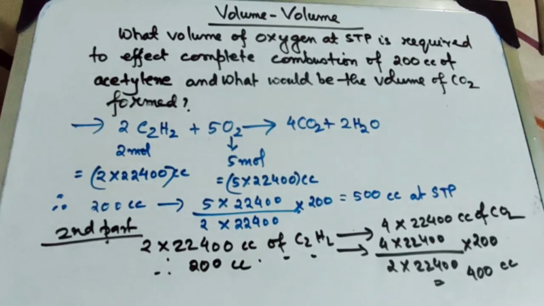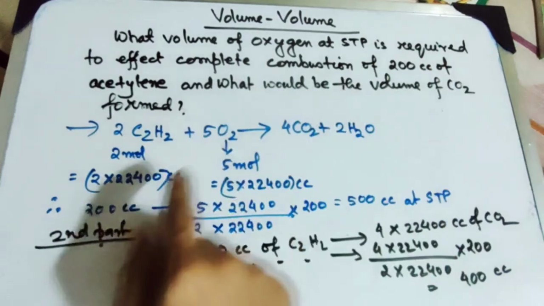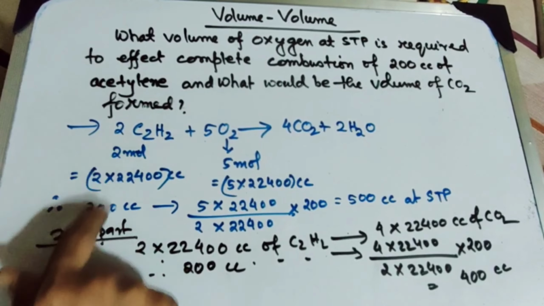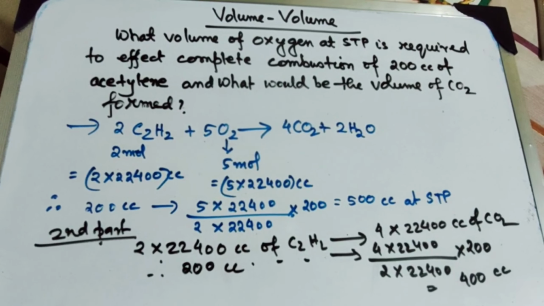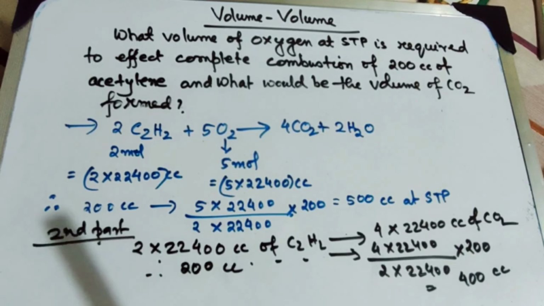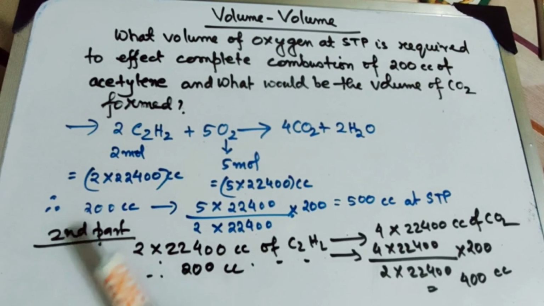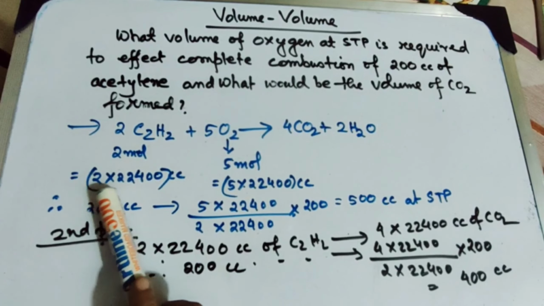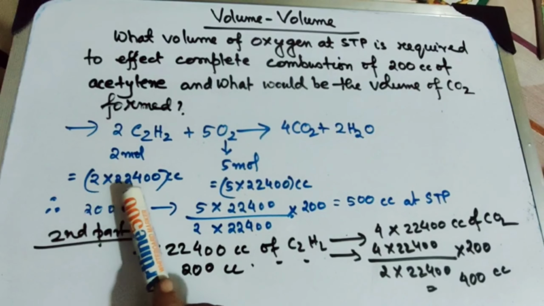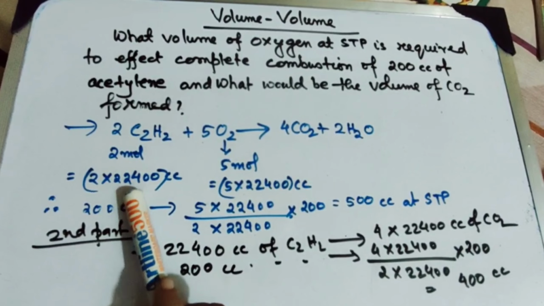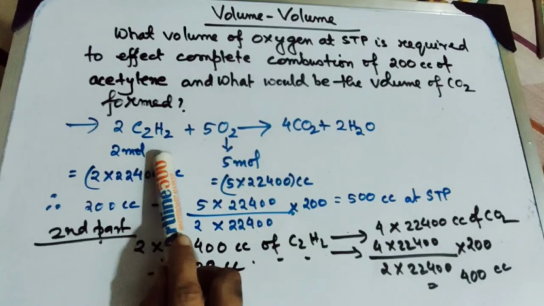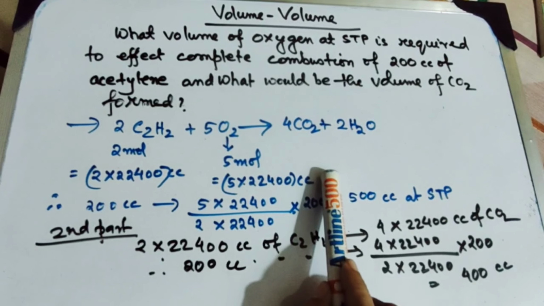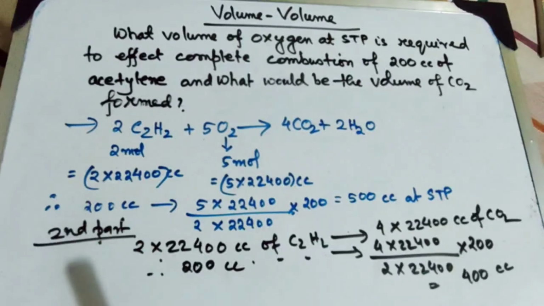Now we need to find out 200 cc of acetylene actually will react with how many cc of oxygen. So we need to convert it to the volume relation. 2 mole is equivalent to 2 into 22.4 liter or 22400 cc. So we have converted the mole relations to the volume relations, and then we have got the answer.